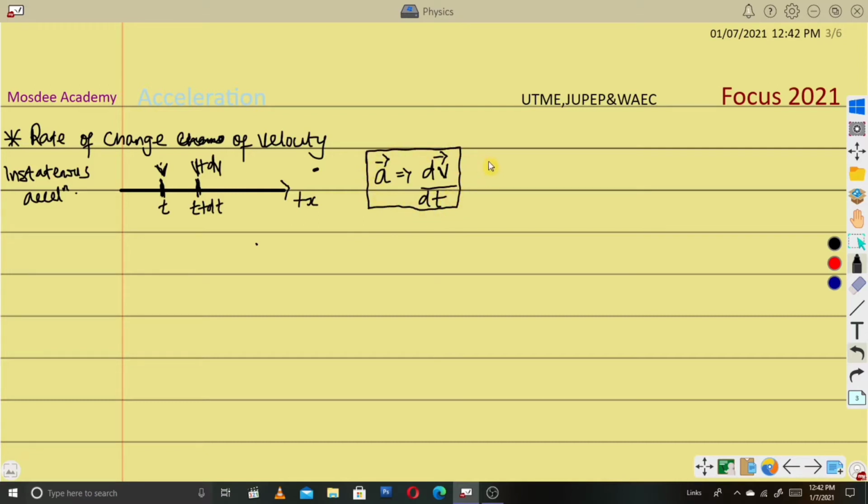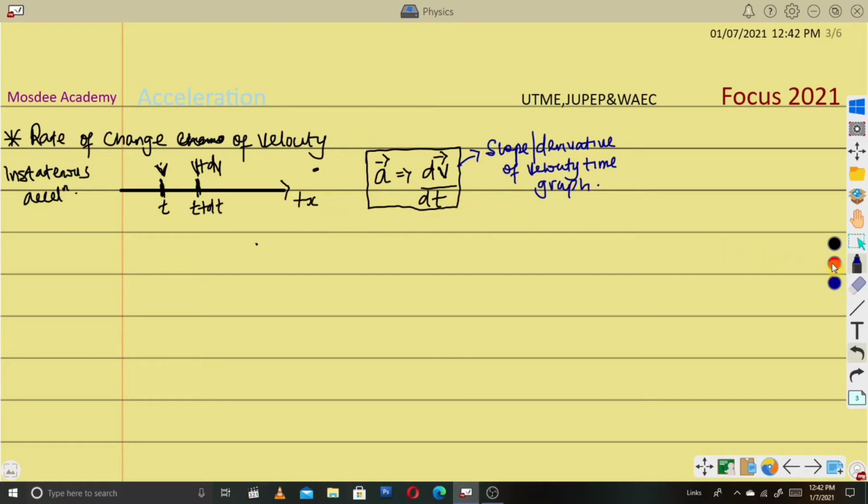We can also say, as already discussed in our previous chapter, that acceleration is given as the slope or the derivative, anyhow you want to put it, is acceptable, the slope or derivative of the velocity time graph. So students should bear that in mind and should be very, very careful when dealing with acceleration.